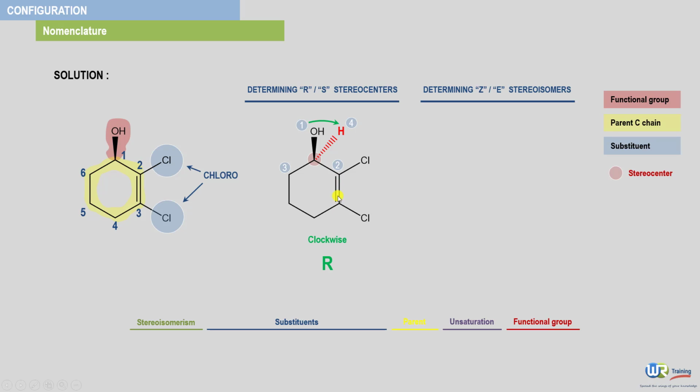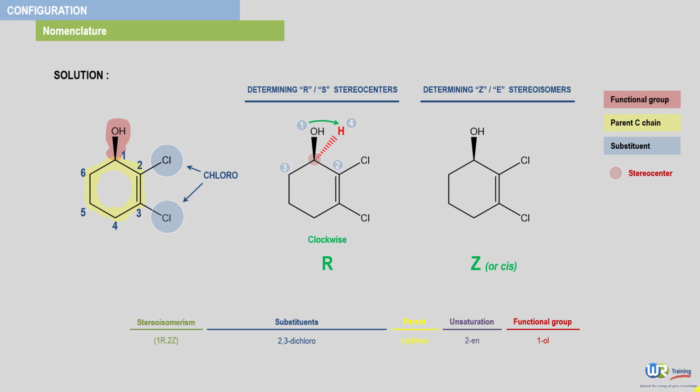In this example, we also have a double bond, so we need to determine the stereoisomerism corresponding to it. In this case, you can see that we have 2 identical groups connected to this double bond, which are chlorine atoms, and they are both on the same side. So we can call this double bond Z or cis. For the unsaturation, we have one double bond located at the second position, so we need to add 2-ene. And for the functional group, we have an alcohol, so we will add ol, and it is situated on the first carbon, so 1-ol.